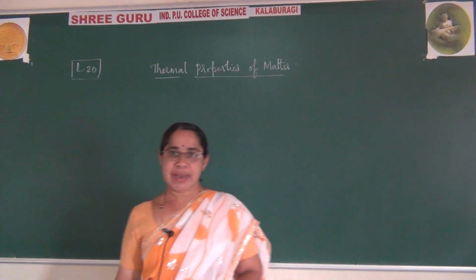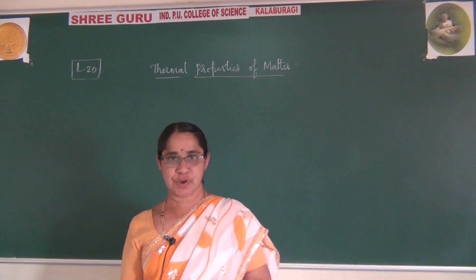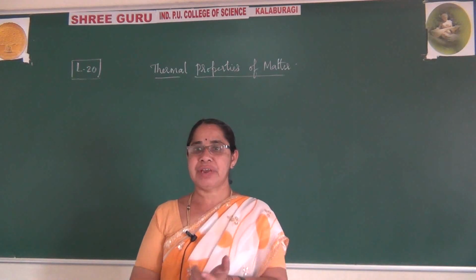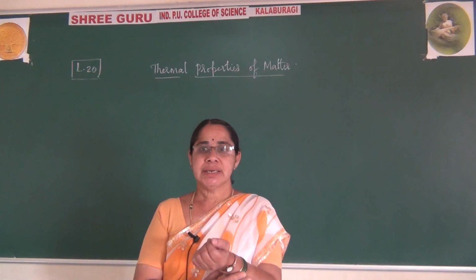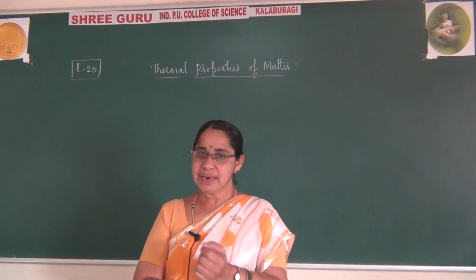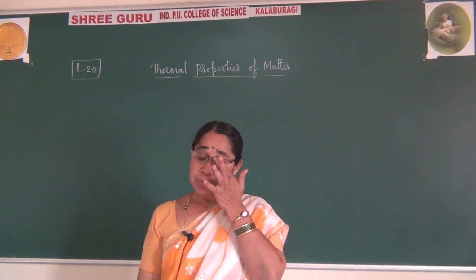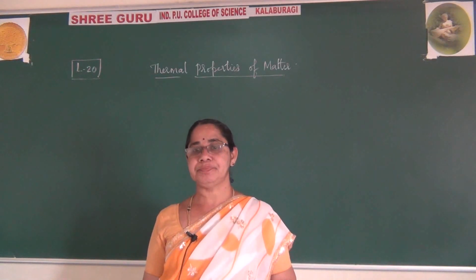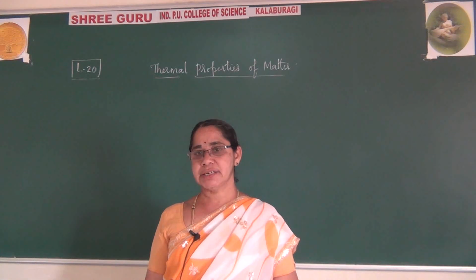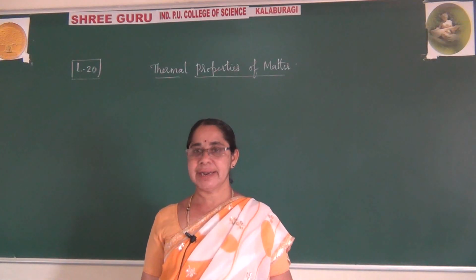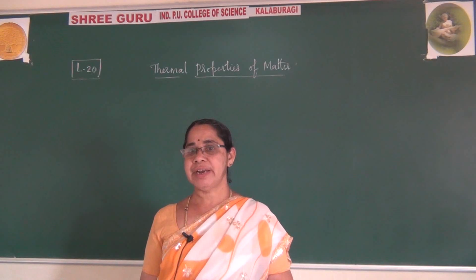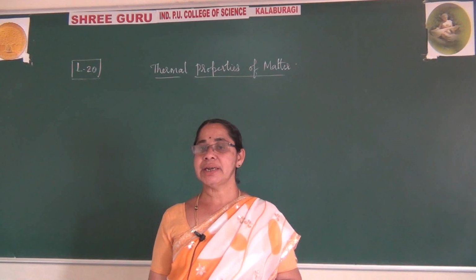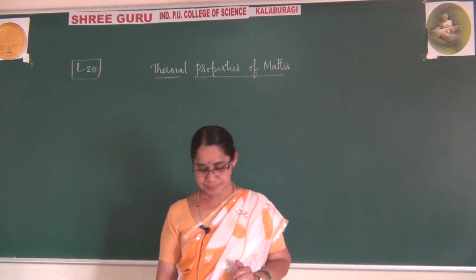In the last class we started the modes of transfer of heat. There are three modes: one is conduction, second is convection, third is radiation. We have learned about conduction, some of the concepts based on the steady state and how conduction takes place. What are good conductors of heat and bad conductors of heat, these things we have learned. Finally, we have learned the thermal conductivity.